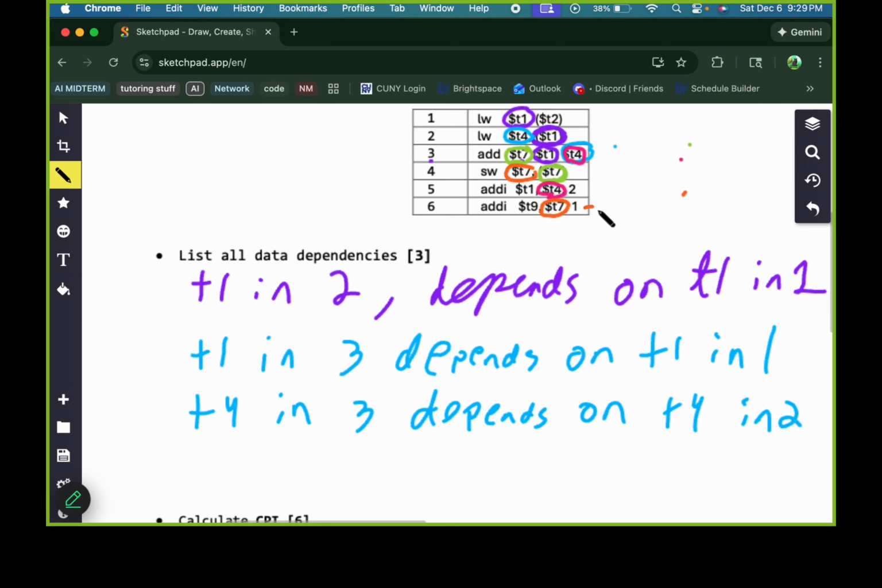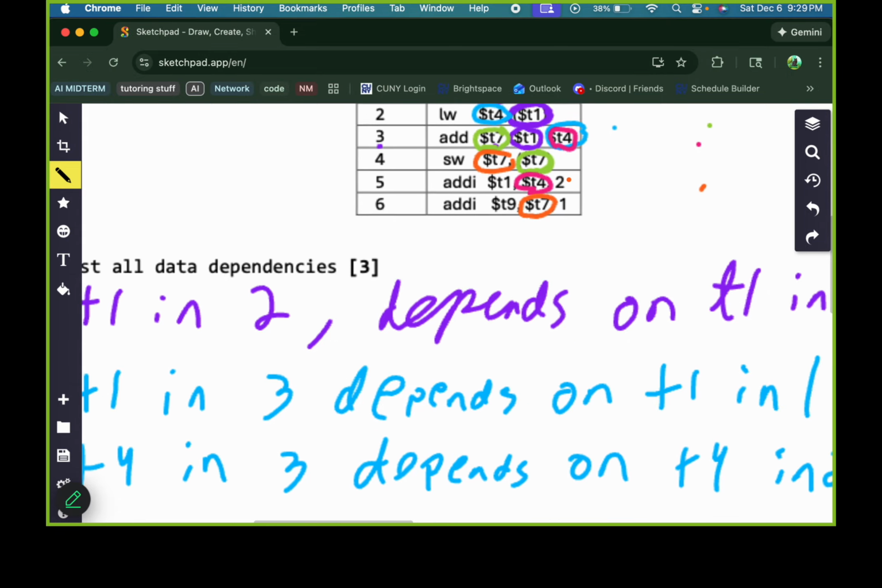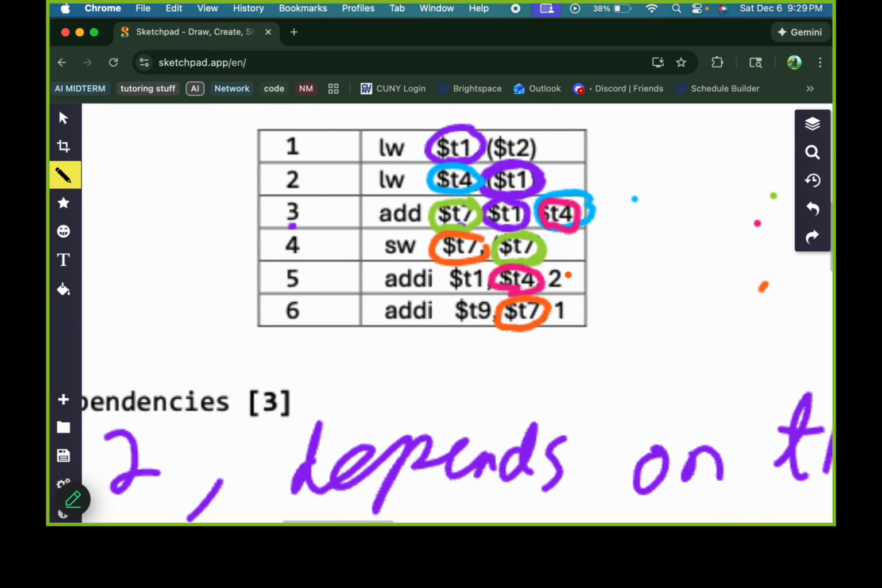Now notice 1 and 2 are just scalars. They're just normal numbers. They're not registers. Therefore, they don't have any dependencies on anything else. T1 is not equal to the number 1. And T2 is not equal to the number 2. So this is what this would look like here. Right, and you would just write it out like, hey, this one depends on this one, and that's pretty much self-explanatory.